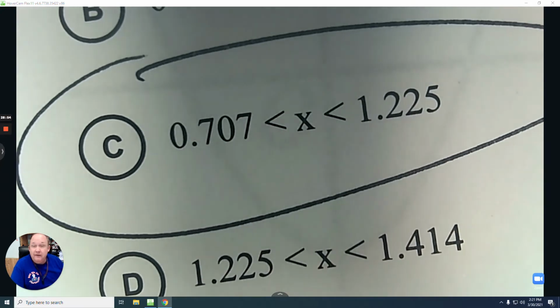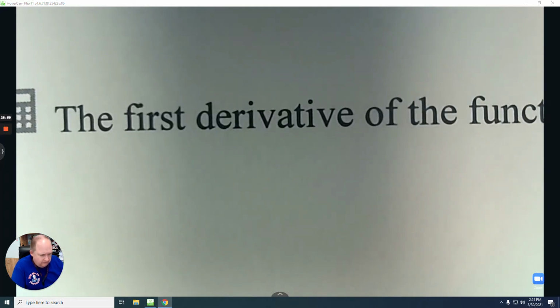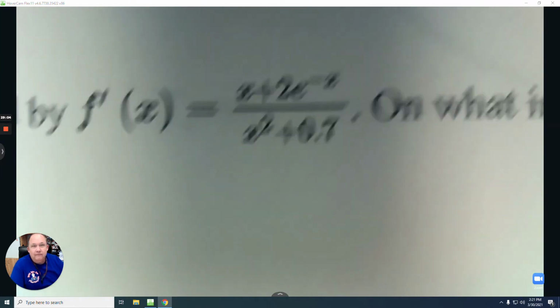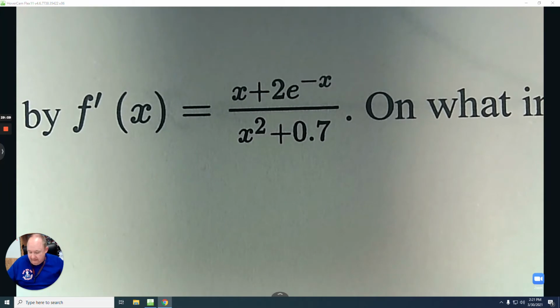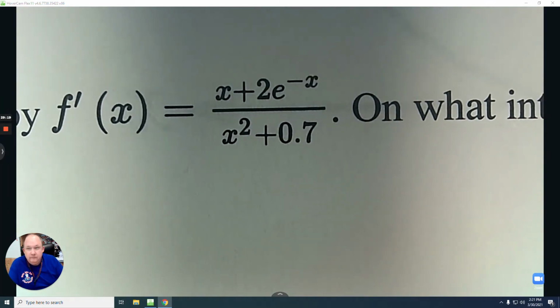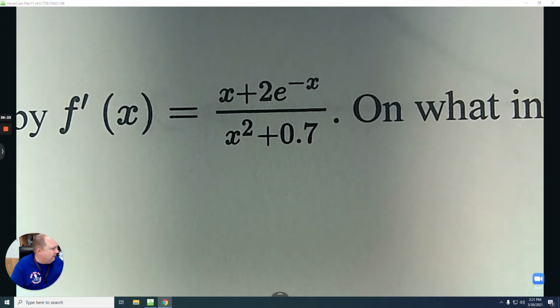All right, question number 39. In 39, you can use your calculator again. The first derivative of the function f is defined by that. On what interval is it increasing? All right, so we're going to graph this again. So take out your calculator, we'll graph it. So on which interval is it increasing?